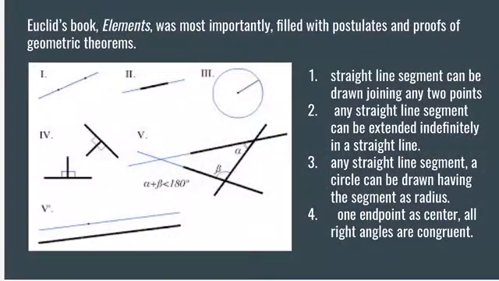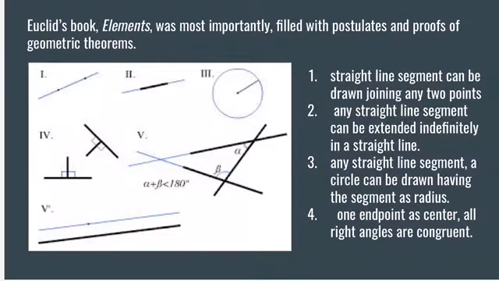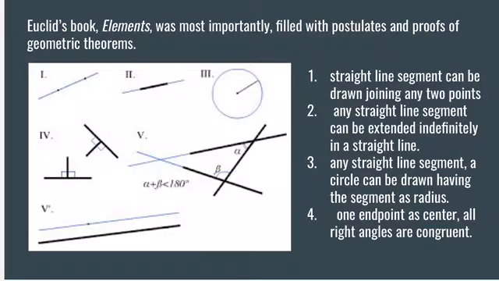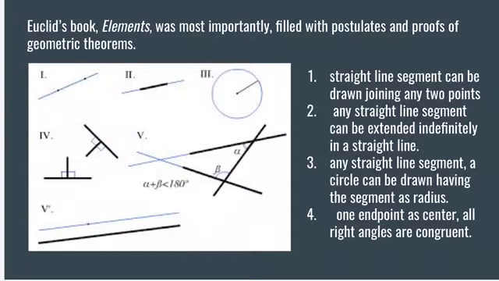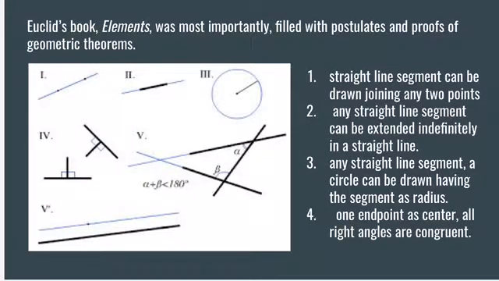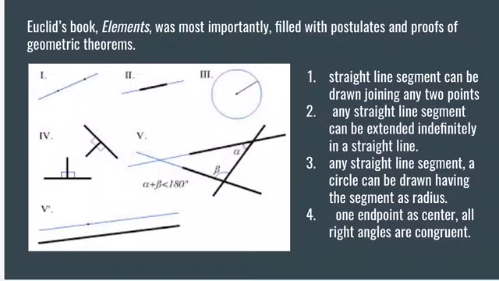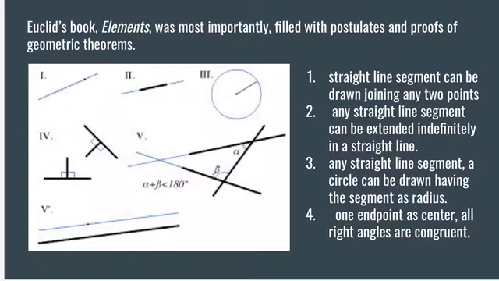Euclid's book, Elements, was most importantly filled with postulates and proofs of geometric theorems. Today, in the 21st century, proofs and postulates are a staple for every formula. Every theorem and principle in geometry needs to have a proof. A mathematical proof is evidence or an argument for a mathematical statement. Elements also included Euclid's 5 postulates, though only 4 of them had proofs and were recognized.